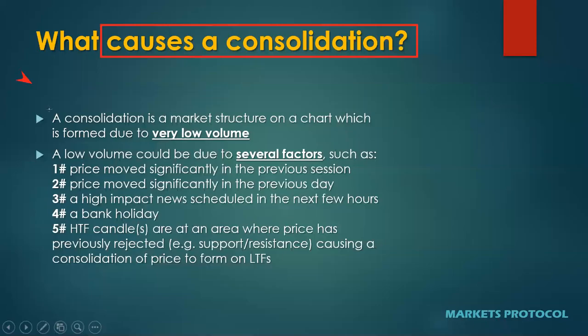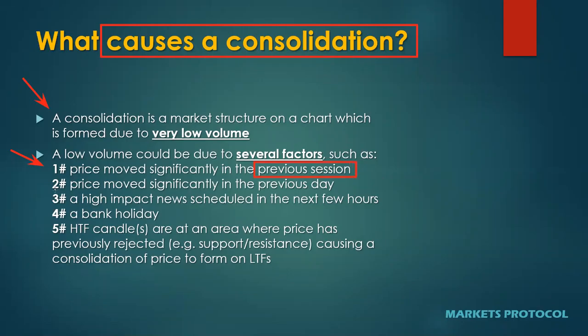A consolidation is a market structure on a chart which is formed due to very low volume. When there's less liquidity, there's low volume on that certain pair you're trading, and you see consolidation, it's mainly due to low volume. Now, there are several factors which come into play when you experience low volume in the market. First, you can anticipate that price moved significantly in the previous session. That could be one of the reasons why price is consolidating currently.